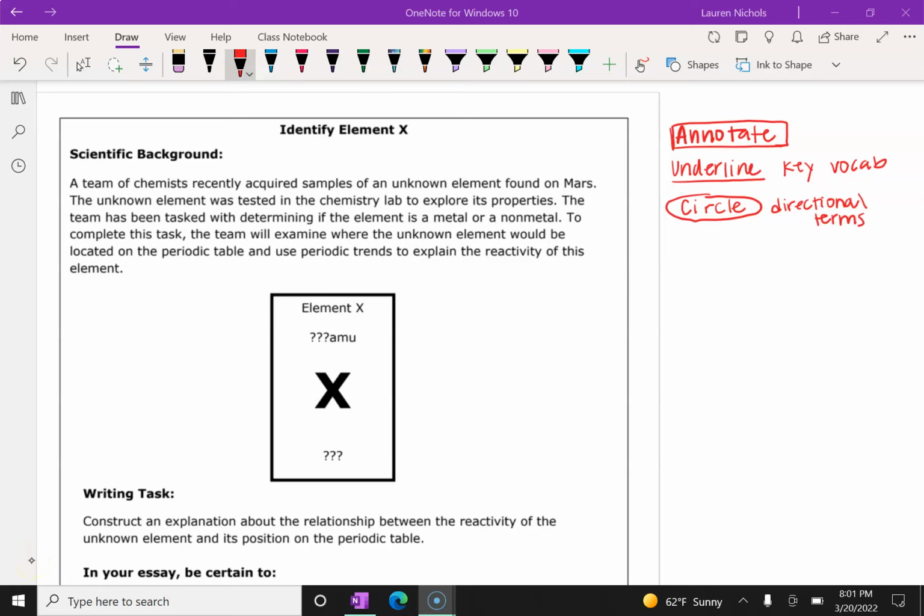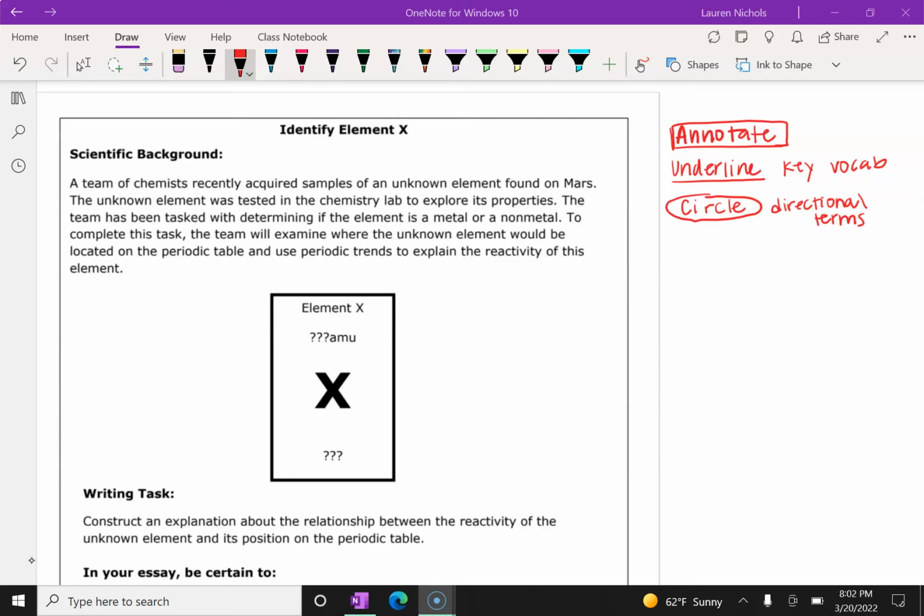Alright everyone, in this video we're going to go over how to annotate a prompt, specifically one on periodic trends. So we're going to have a series of these videos going through the different prompts that you'll find in this document, and it's going to be helpful because really knowing what is in these documents can help us review our vocabulary and how to construct our essay.